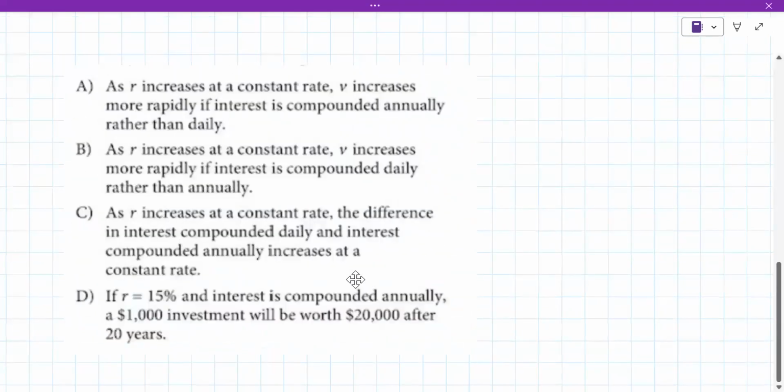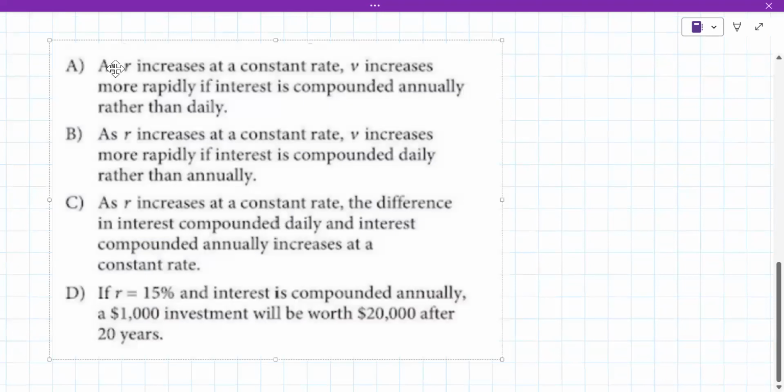Or actually another set of multiple choice answers. And again, they're sometimes really long to read. So you have to almost read them like as R increases, as R increases, as R increases, if R equals. So that tells you the first 3 are kind of the same. And it goes on to say here, as R increases at a constant rate, as R increases at a constant rate, as R increases at a constant rate. Then it goes on in A and B to say V increases more rapidly, V increases more rapidly, and so on. So A and B are really similar.